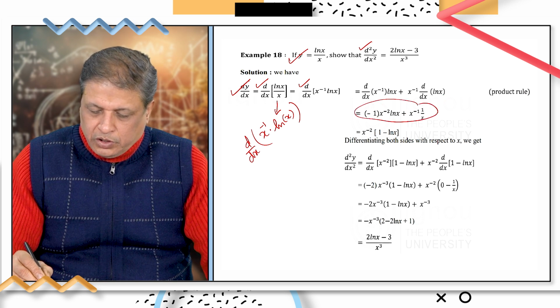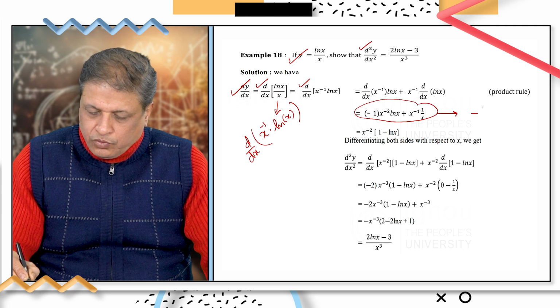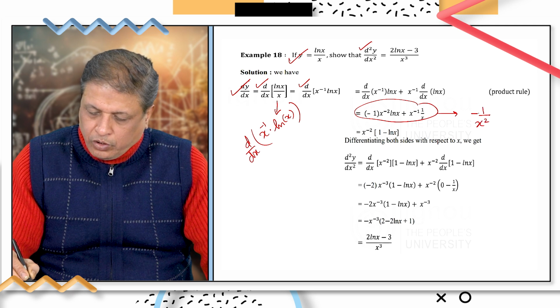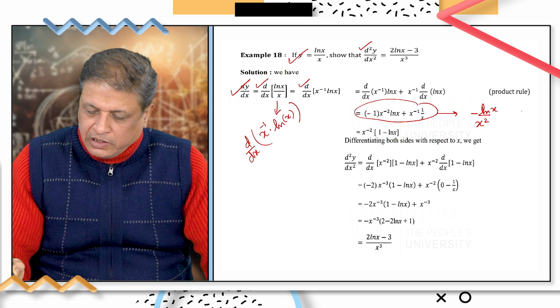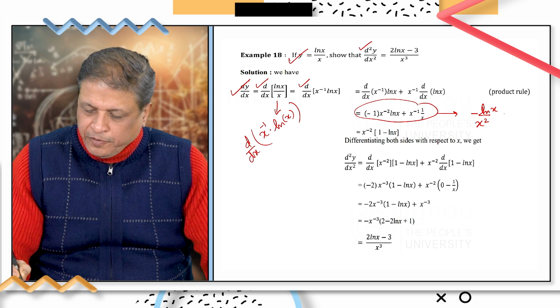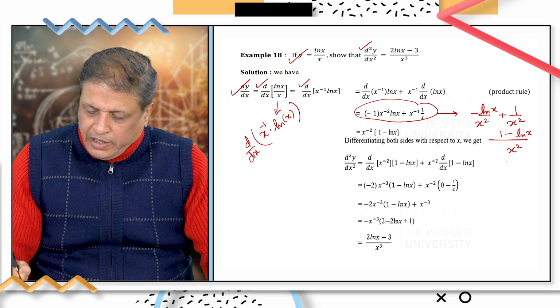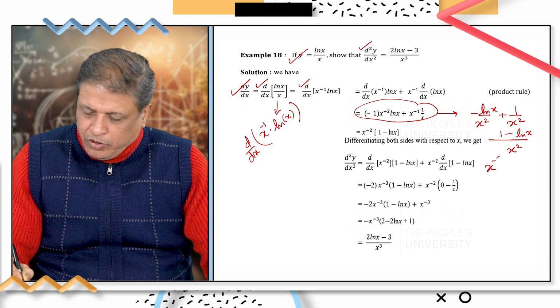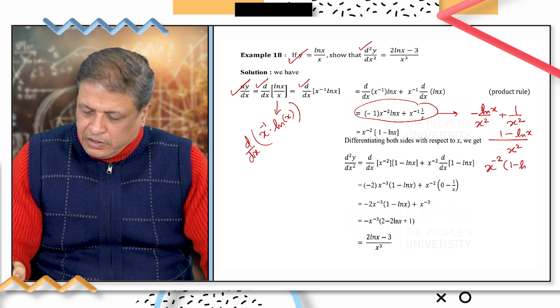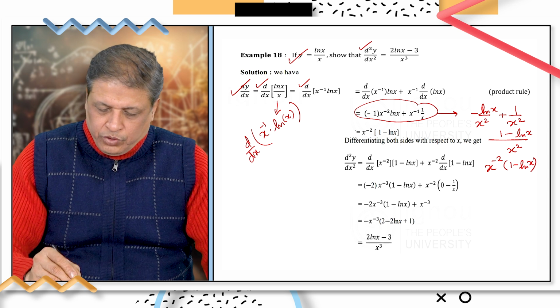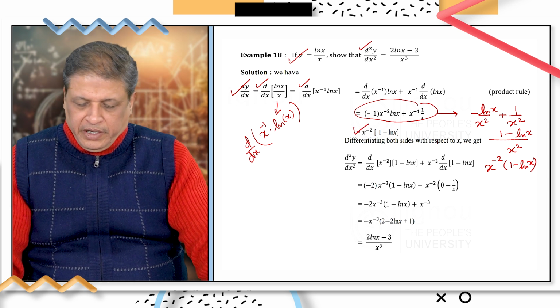So, this turns out to be minus 1 upon x square, or you can say minus of natural logarithm of x by x square plus 1 upon x square. So, that means 1 upon x square into 1 minus natural logarithm of x, which can be rewritten as x to the power minus 2 into 1 minus natural logarithm of x. So, this is dy by dx.